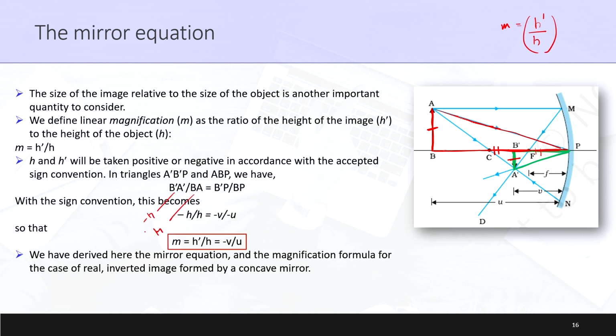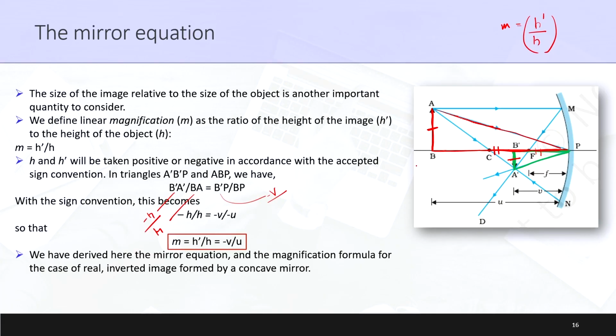BA is your H, therefore H minus H by H is equal to BP, B dash P. What is your B dash P? B dash P is nothing but minus V. Why is it minus V? Because the sign convention is opposite to the direction of incidence of light. Therefore, it is minus V upon BP. What is BP? BP is again minus U. Therefore, what we get is minus H by H is equal to minus V by U, where therefore, we will get magnification is equal to V by U.